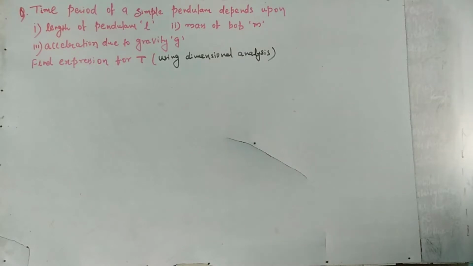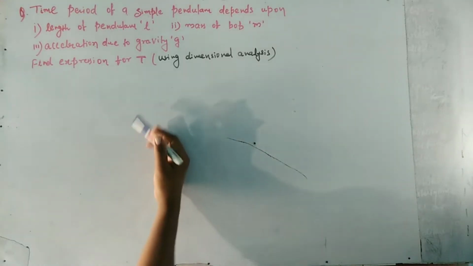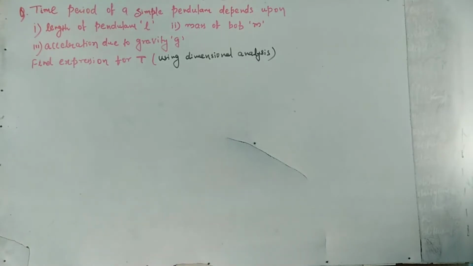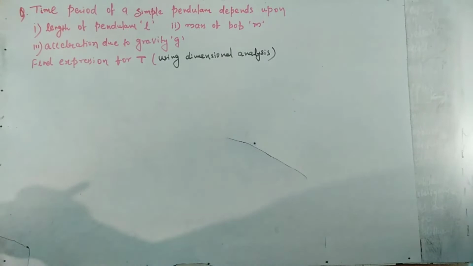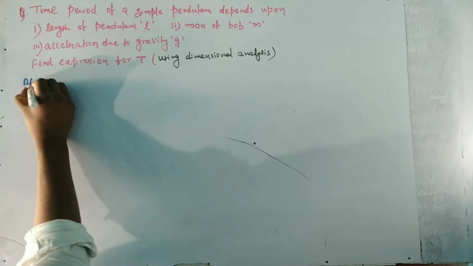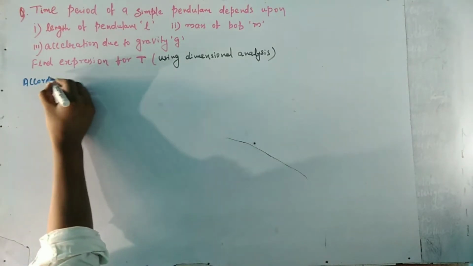The question is asking us to find the time period of a simple pendulum, which depends on the length of the pendulum, the mass of the bob and the acceleration due to gravity. This question is from the application of dimensional analysis. So we have to find the time period using dimensional analysis. The time period depends on length, mass and acceleration.